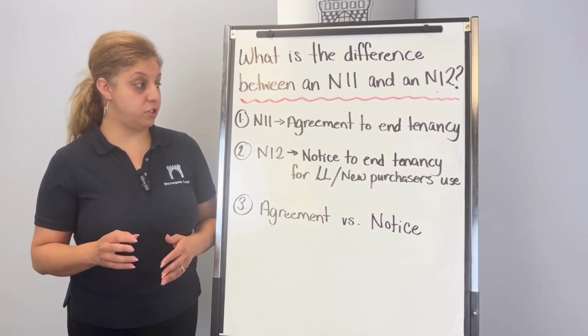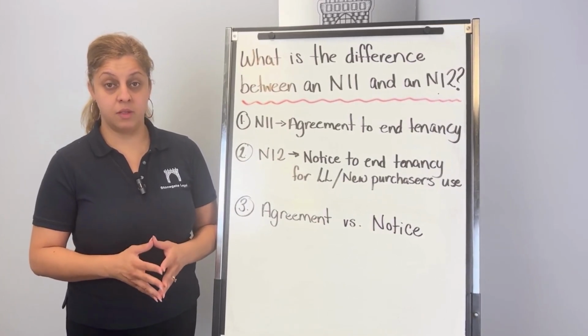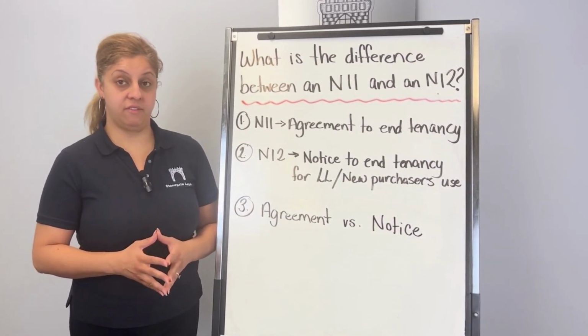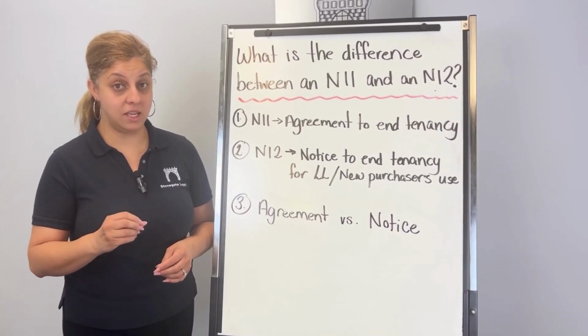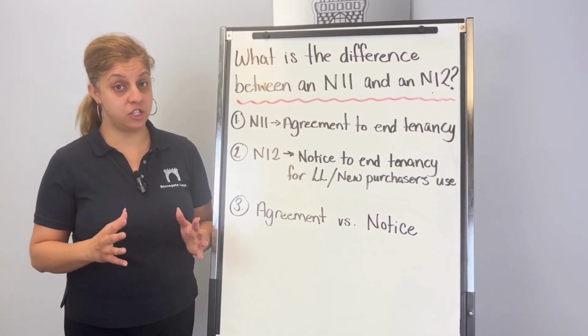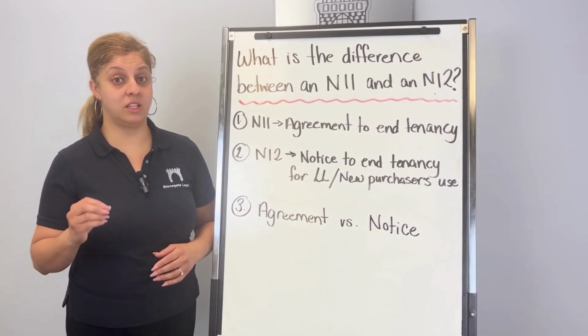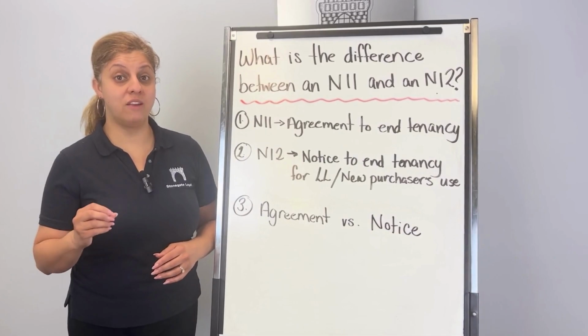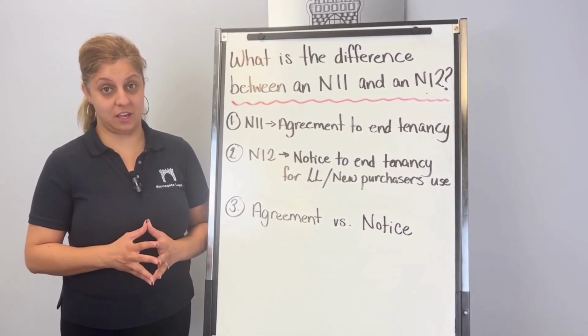We talked about the difference between a mutual agreement and the N12 notice. Again, going back to the N11, it is an agreement to vacate. That means if the tenant changes their mind for whatever reason, the landlord can file that N11 with the Landlord and Tenant Board for an eviction order. I call the N11 the golden ticket.